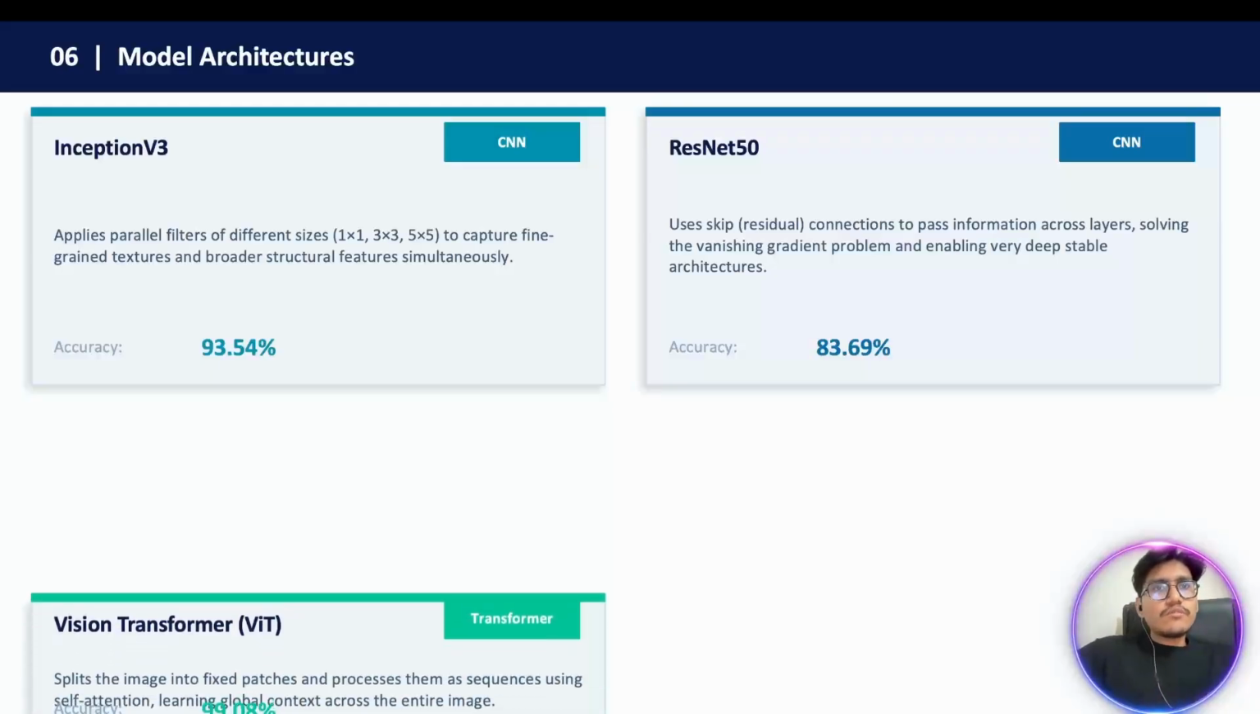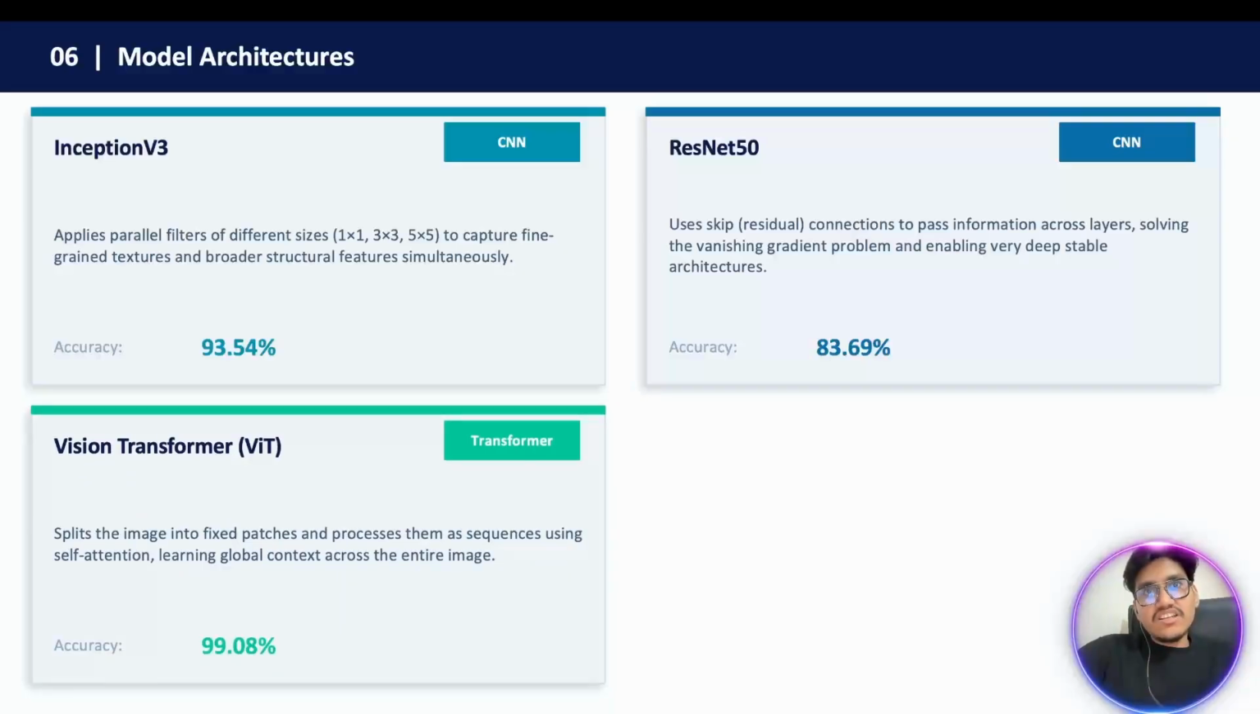And then we will talk about Vision Transformer, or ViT. Vision Transformer was introduced by Google Brain in 2020. It applies the transformer architecture, originally designed for natural language processing, to image classification.